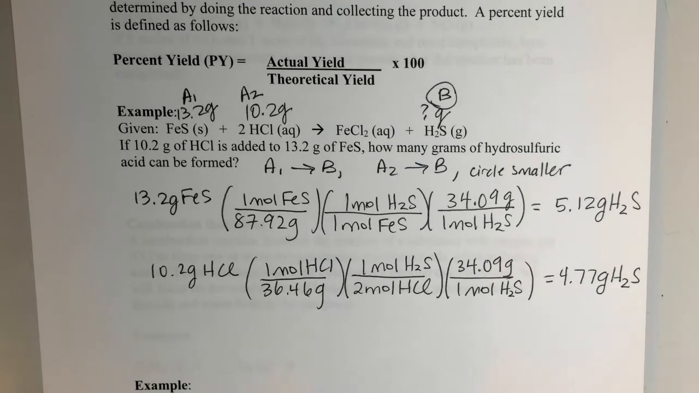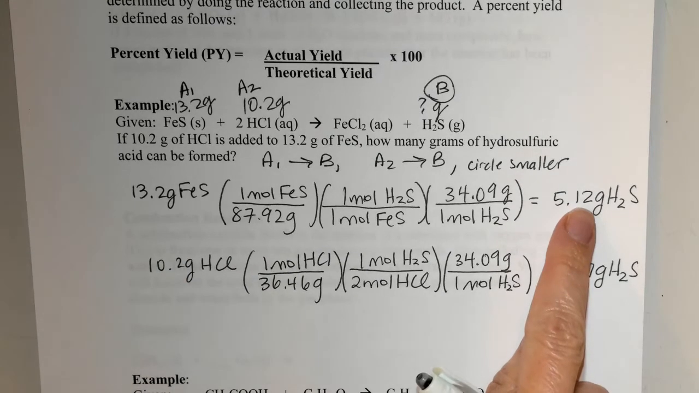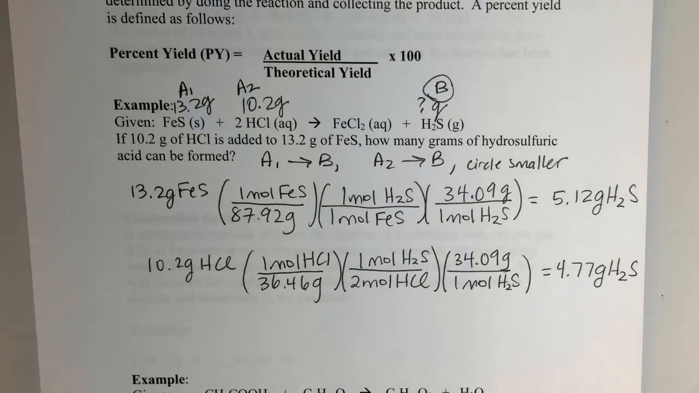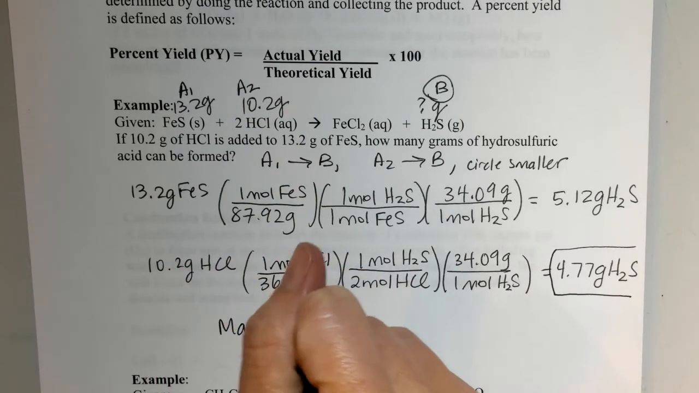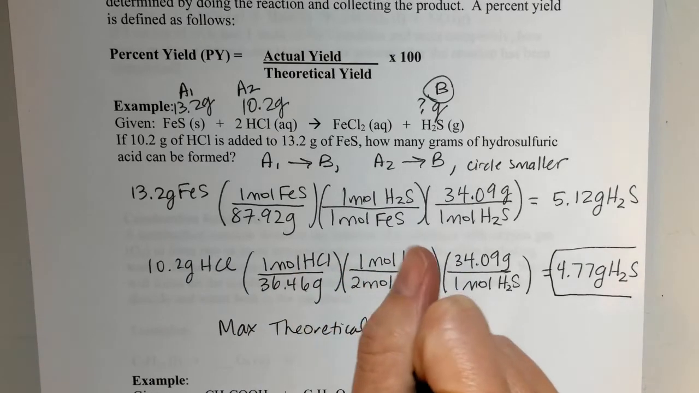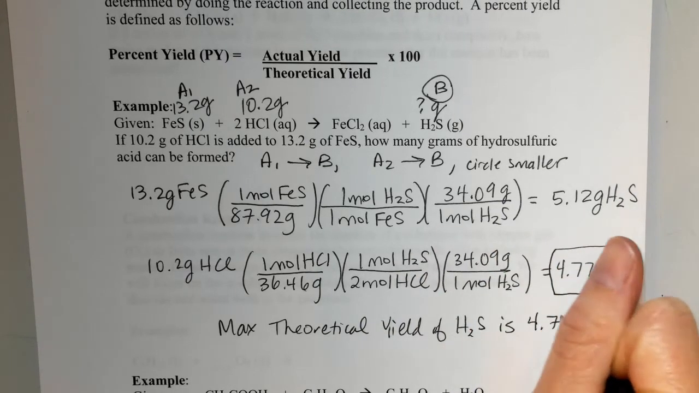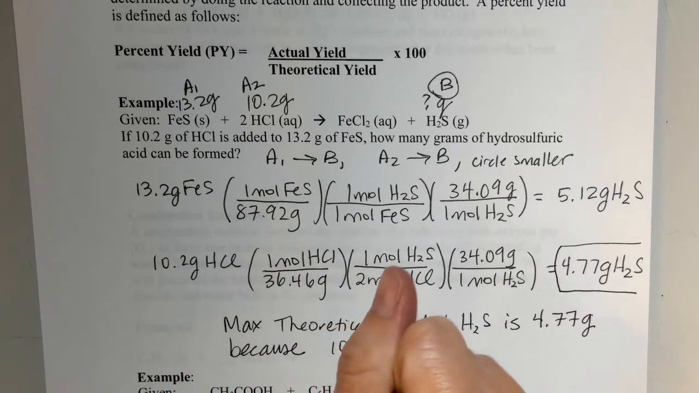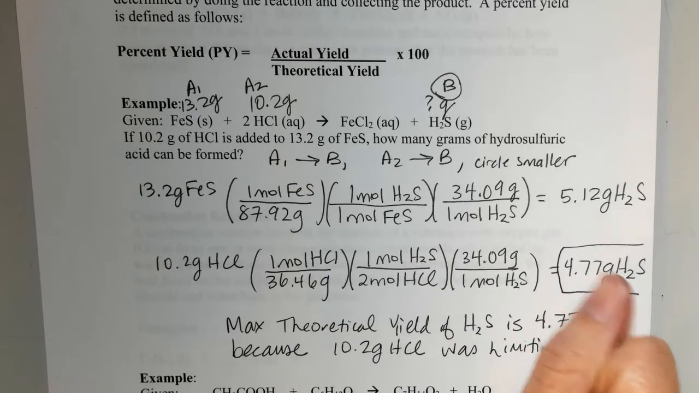So at this point, what I understand is my iron(II) sulfide could make 5.12 grams of hydrosulfuric acid. The 10.2 grams of HCl could only make 4.77. So the most I can make is the 4.77. And so my max, what's called theoretical yield, of the H2S is 4.77 grams, and that is because the 10.2 grams of HCl was the limiting reactant. It ran out first.